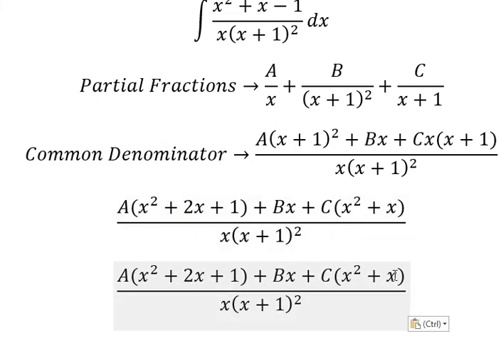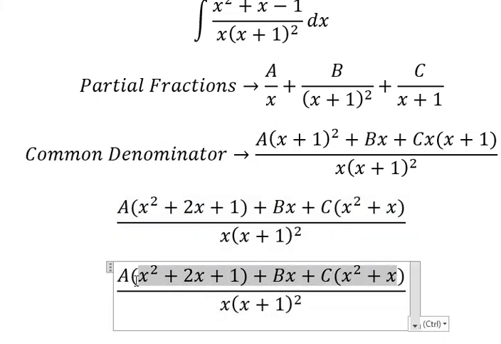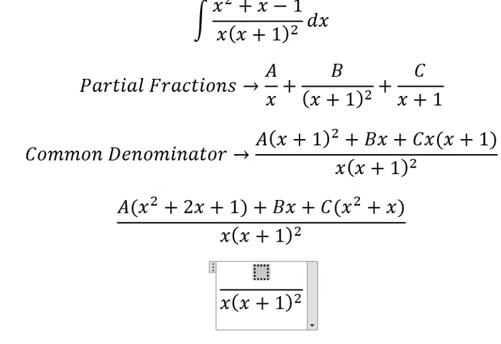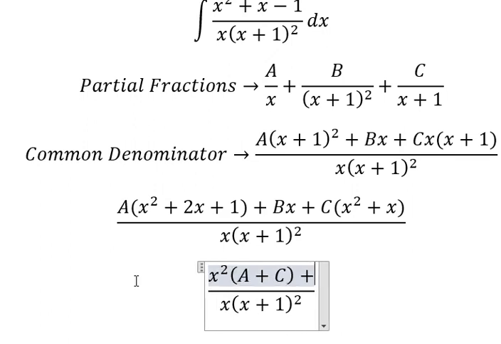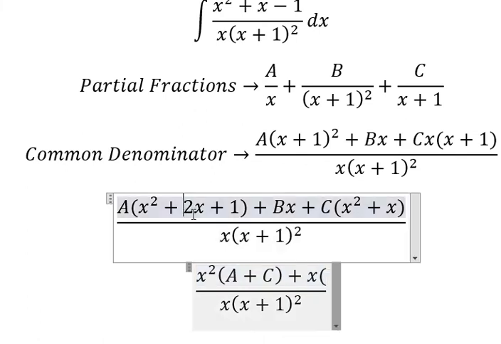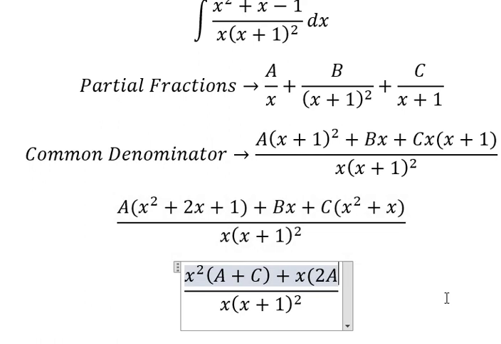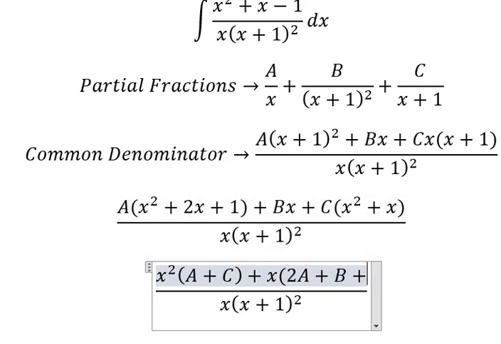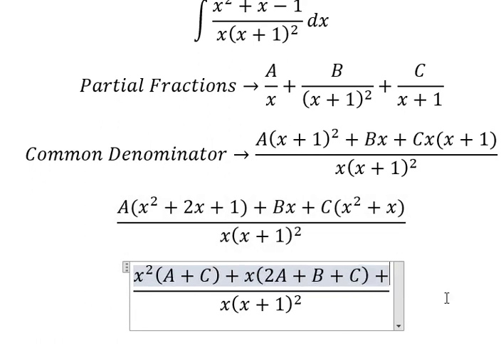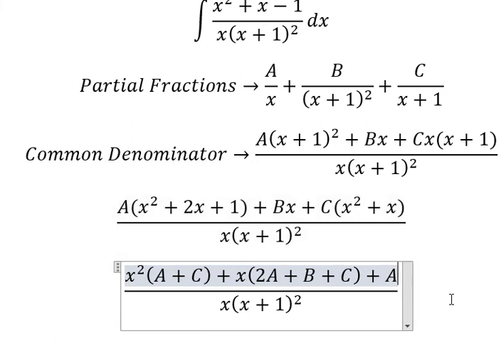Now we need to arrange based on the term of s. About s squared we have a plus c. About s we have 2 multiplied by a, and we have 2a, we have b, and we have c. About the number we have a.